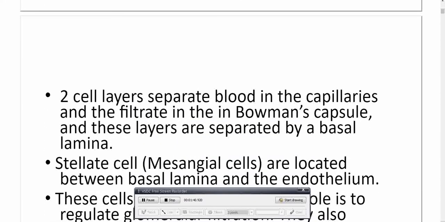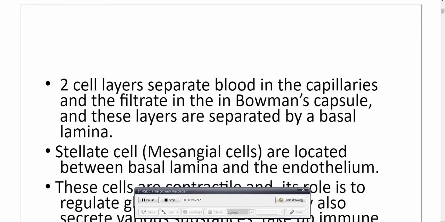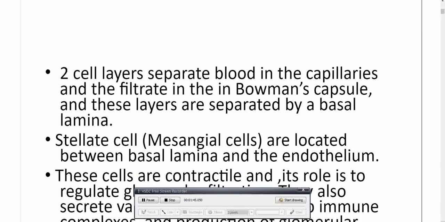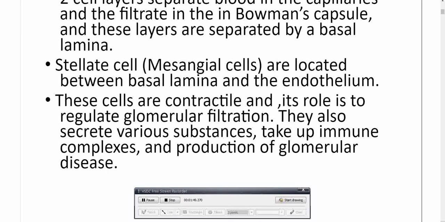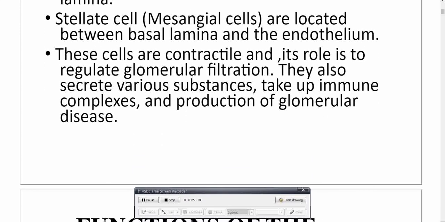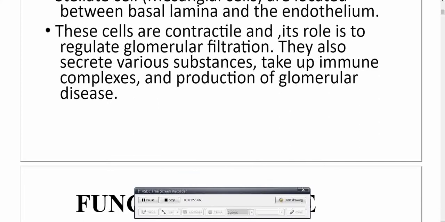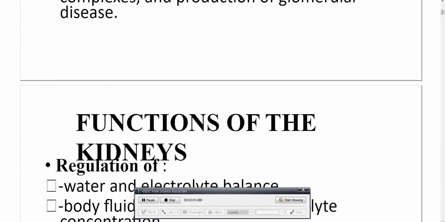You should also know about the two cell layers separating blood in the capillaries and the filtrate in the Bowman's capsule. And these layers are separated by basal lamina, and you should know about the stellate cells, which are mesangial cells, which are located between the basal lamina and the endothelium. These cells are contractile, and their role is to regulate glomerular filtration. They also secrete various substances, take up immune complex, and are involved in the production of glomerular diseases.